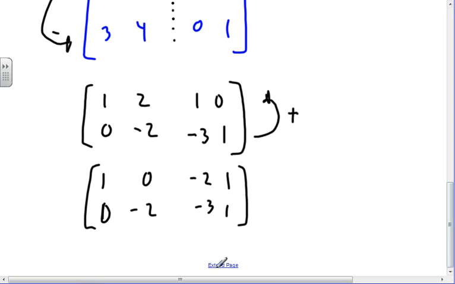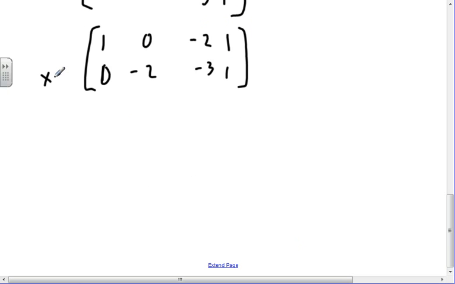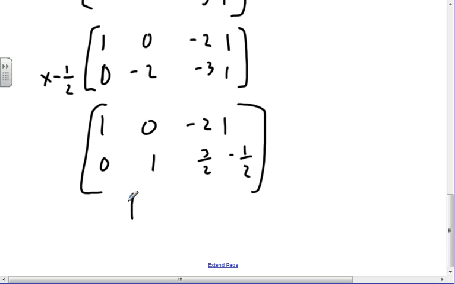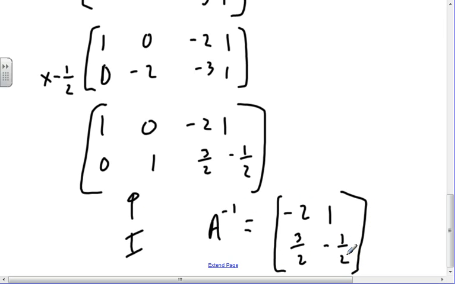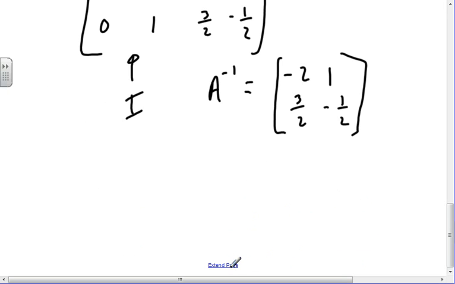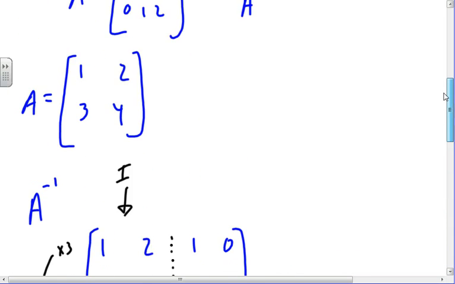All right, and then I'm going to go and multiply the second row by minus a half. 1, 0, minus 2, 1, 0, 1, 3 over 2, minus 1/2. Okay, now I've got the identity matrix on this side, and I'm saying that inverse A is minus 2, 1, 3 over 2, minus a half. Did anybody ask their calculator what the right answer was yet? No one did, so that means we'll have to try it out.